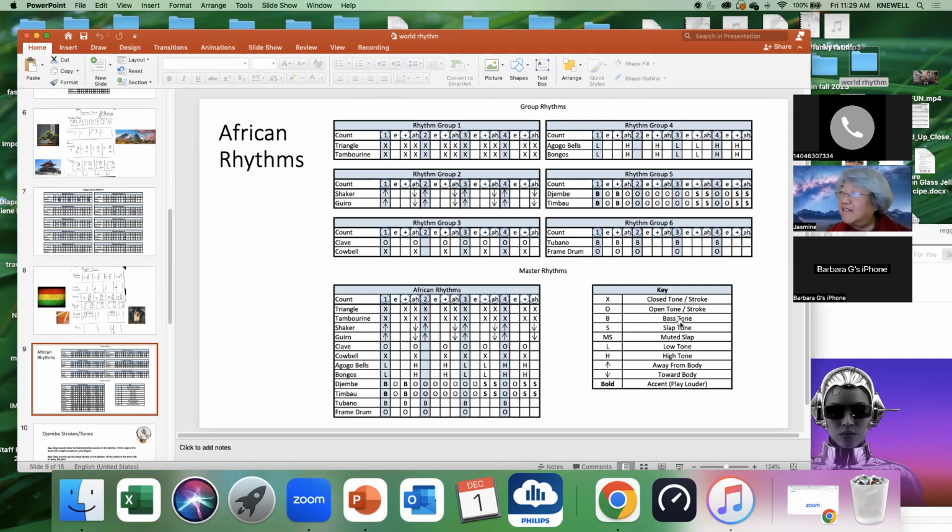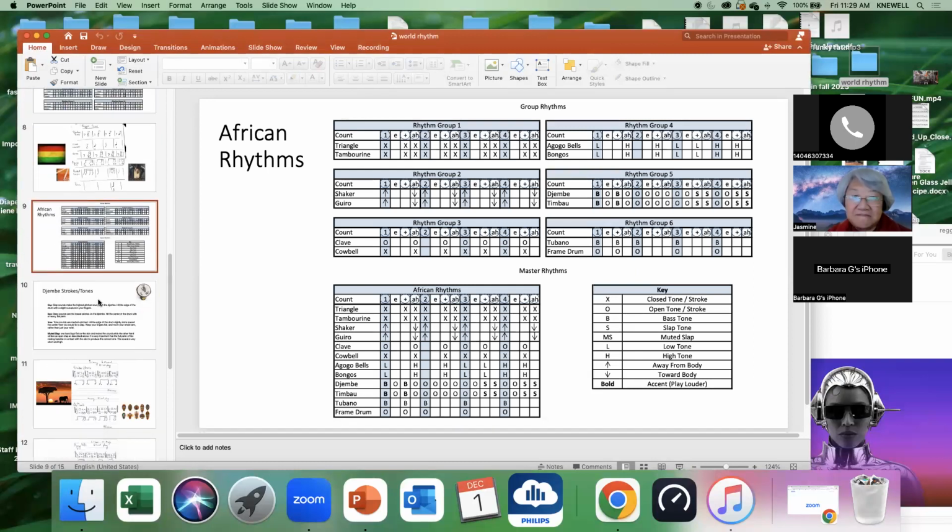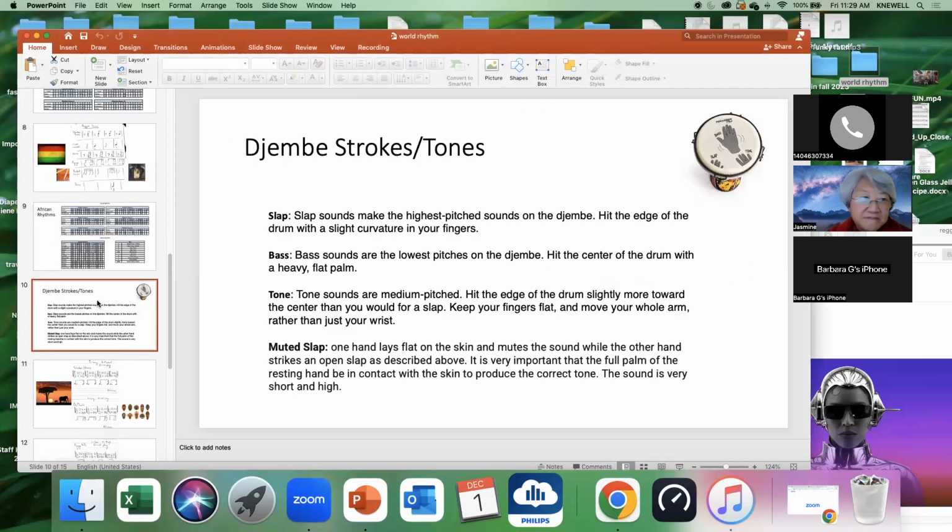They do talk about the bass tone, the slap tone, the muted slap, some of these. I did do an extra little slide, again, very cursory. This is not meant to be a djembe lesson or anything because I am not a djembe player really. So the slap, it's a high-pitched sound, hit the edge of the drum, slight curve of your fingers. This is kind of showing you how a slap might look. I like this picture because you can see it's just my fingertips and it's real high-pitched.